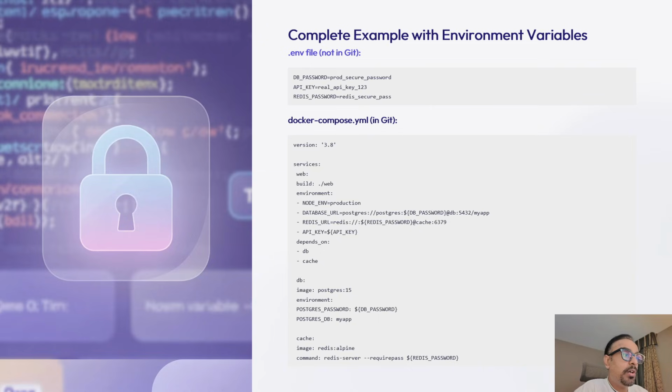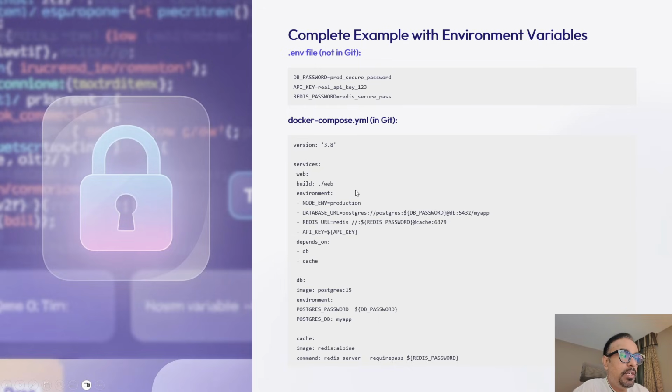Now let's see a complete production ready example of secure configuration. So we have two files. One is the .env file and a Docker Compose file. Now the .env file over here contains the actual secret values, database password, API key, Redis password, and this file is not committed to Git as it's added in .gitignore. So each environment has its own .env file with appropriate secrets.